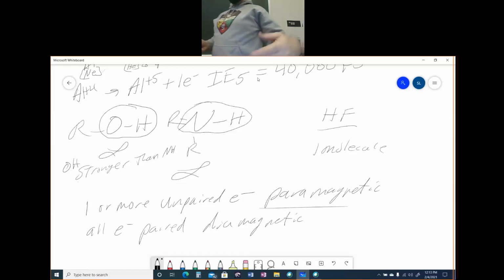Right, so you have the bus seat rule, Hund's rule. You have to put in 1 electron up and then 1 electron down. There's not that many that are all electrons paired. Most of them are going to be paramagnetic.